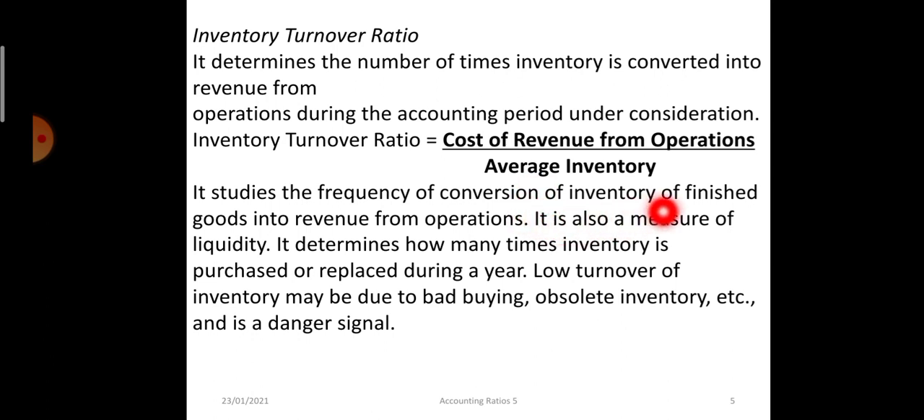It is also a measure of liquidity, and it determines how many times inventory is purchased or replaced during the year. Lower turnover of inventory may be due to bad buying, that means over-buying, or obsolete inventory which is not useful, which is a bad sign for the business.